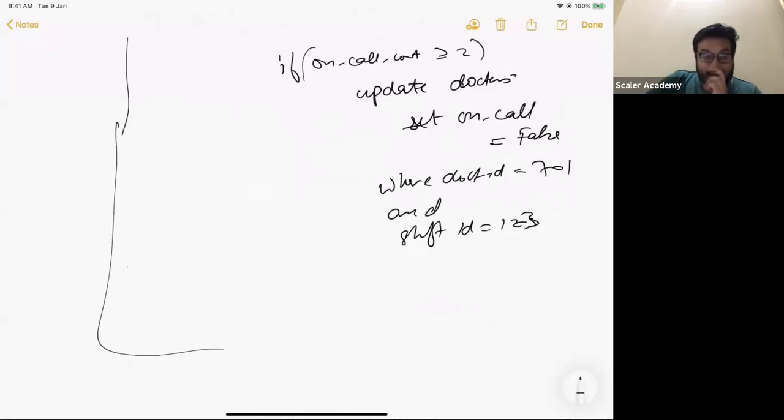Okay. Now, I would ask this question to everybody in the class. If this is a transaction that I'm talking about, and I am using snapshot level isolation, will this solve my problem or will this not solve my problem? Think about it. Take a minute and tell me. And do not reply publicly.